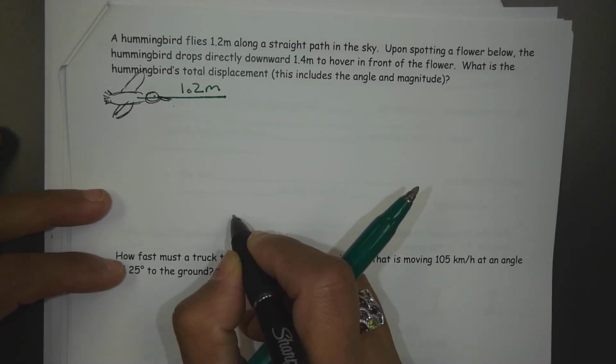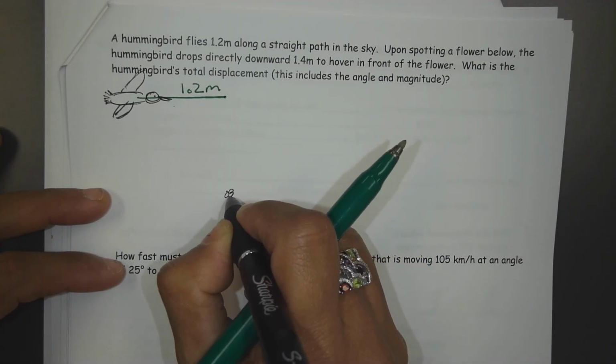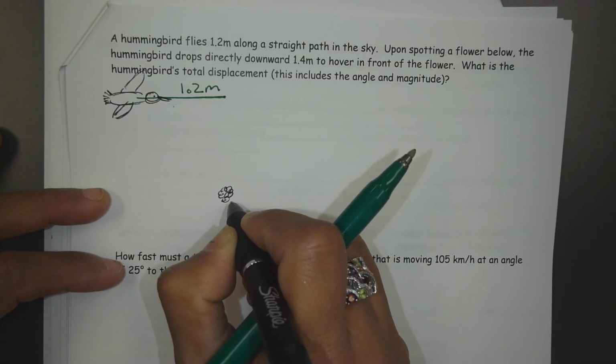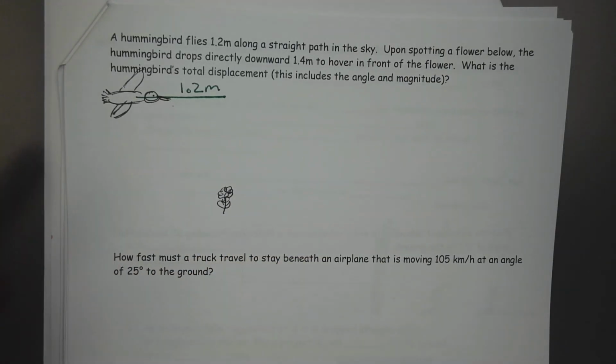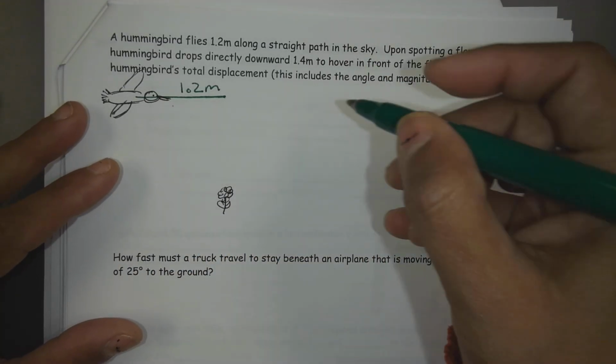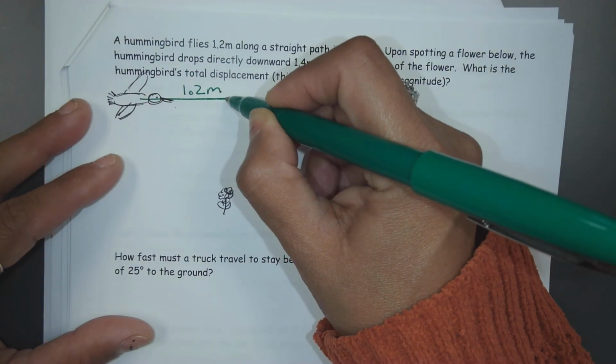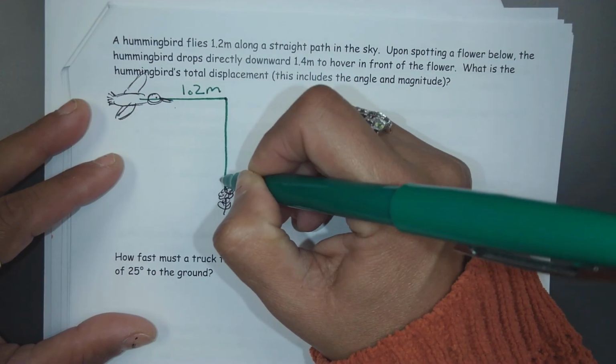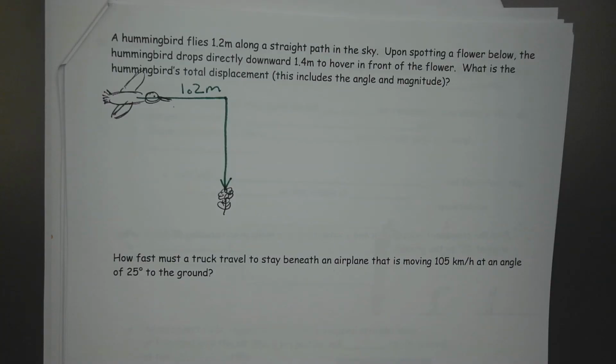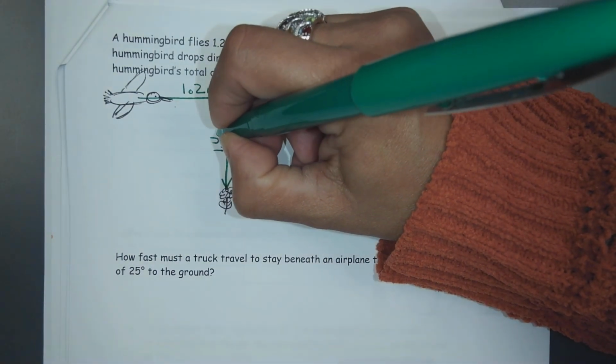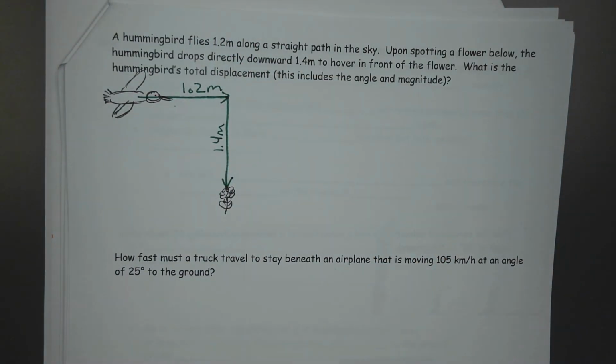So there's this flower, it tells me here on the ground. You don't have to draw it out, but I'm going to, just so I can visualize what it's telling me. And the hummingbird literally, look at this, drops straight down 1.4 meters. I know it says hover in front of the flower. I guess my drawing's off. Remember, it's not always proportional.